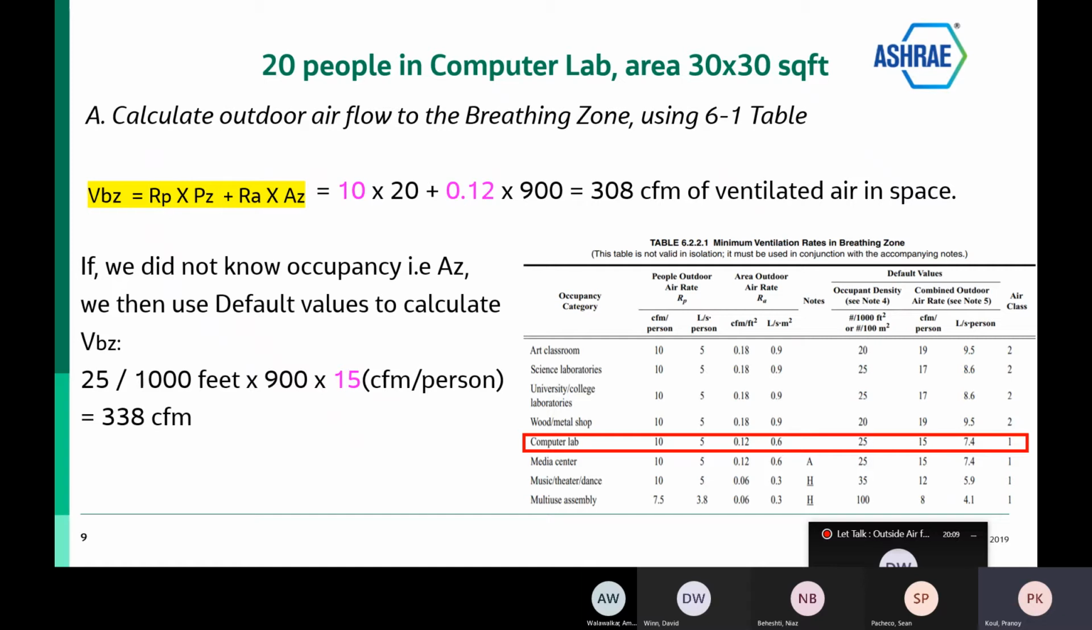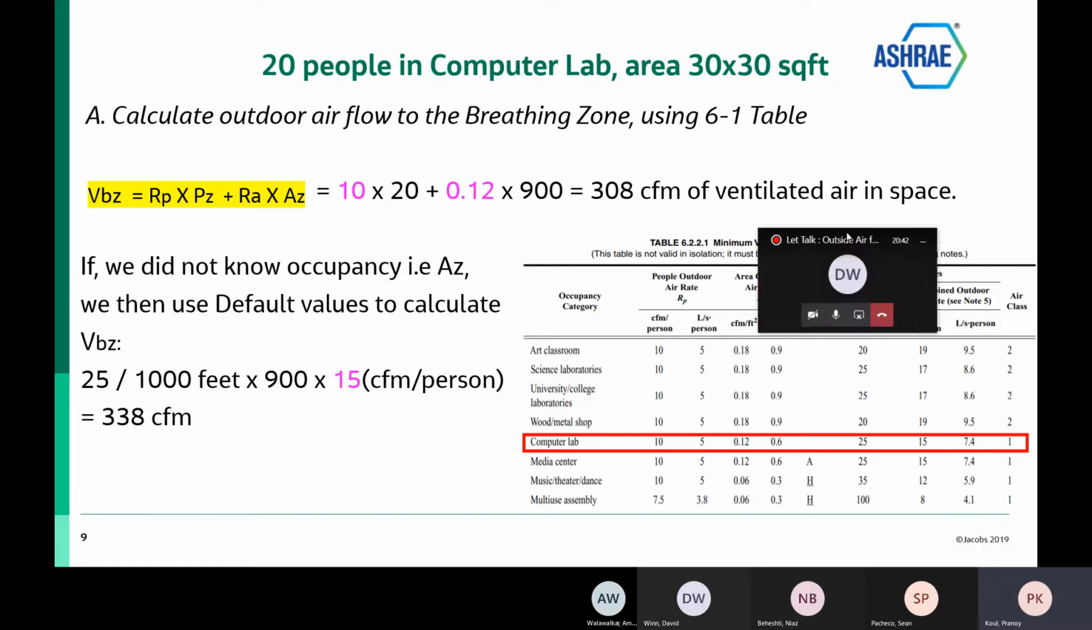Note that between the 308 CFM and 338 CFM, there is a small difference. However small it is, that is a difference, and that needs to be taken into account. What that means to me is that if you know the number of people in a computer lab, and if you're a designer, that is what you should be going by. And if you do not know in any circumstances, then using the default values is just a buffer, and that's not a bad idea as well.